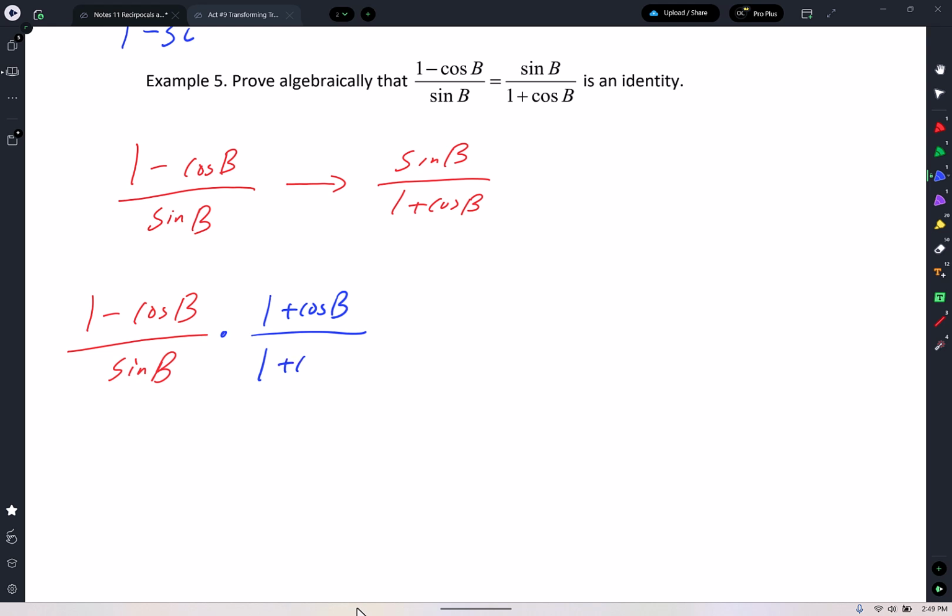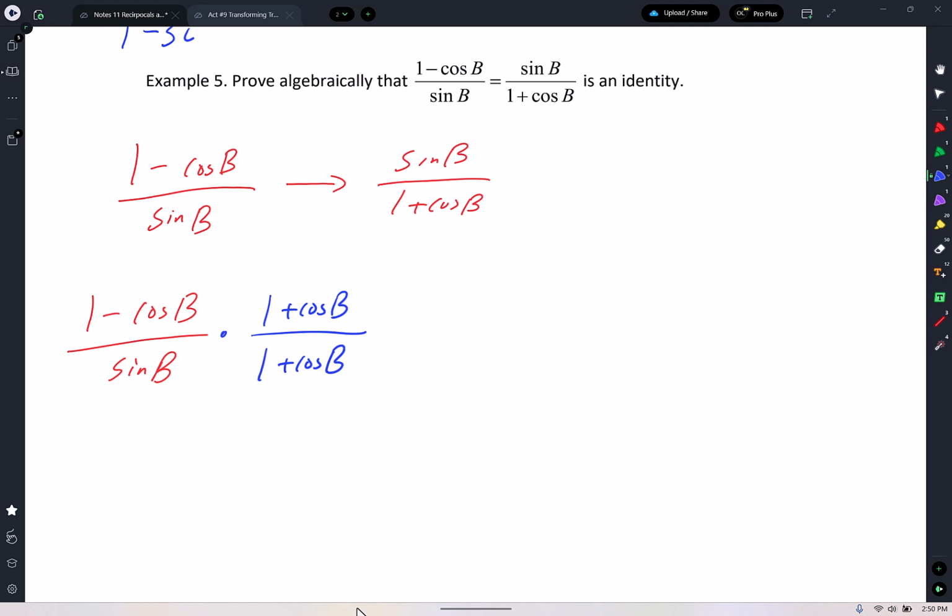Now, this is magic as long as you make it over 1 plus cosine B again. Let me explain. 1 plus cosine B over 1 plus cosine B is just 1. And anything times 1 is itself, so nothing has happened. We have not changed the value of it. Now, if we just multiply by that, then that's magic. So for good notes, when you guys are doing this, make sure to put 1 plus cosine B over 1 plus cosine B. Cool or not cool?